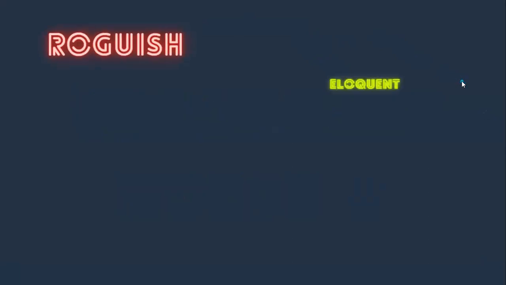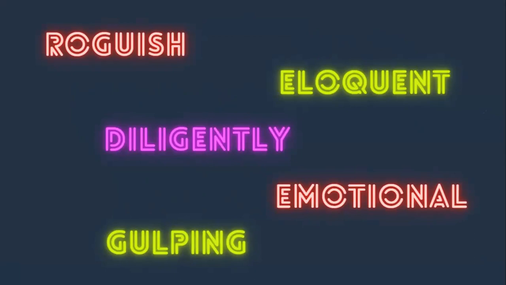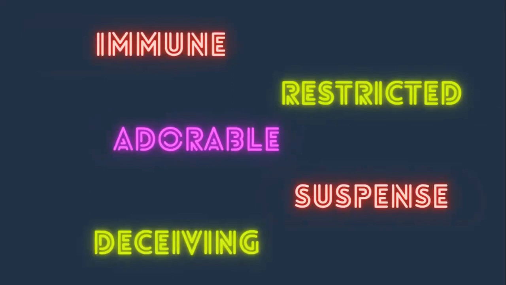Let's see. We have here the words: roguish, eloquent, diligently, emotional. I'm sure that all of you know what emotion is. Emotional person. Gulping. Immune. Restricted, this is easy as well. Adorable, and I'm sure that all of you know what adorable is. Suspense, deceiving. So let's start.